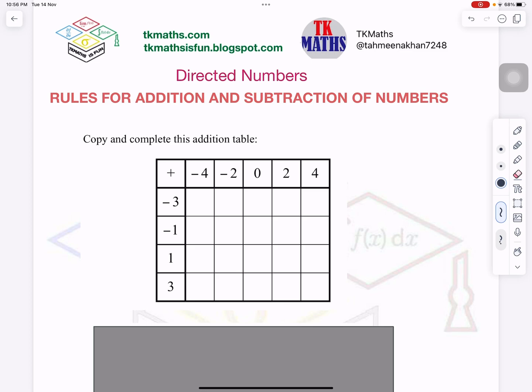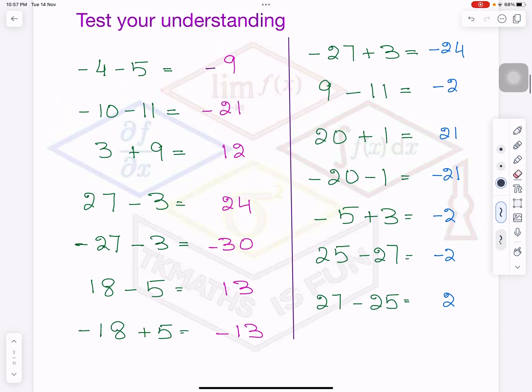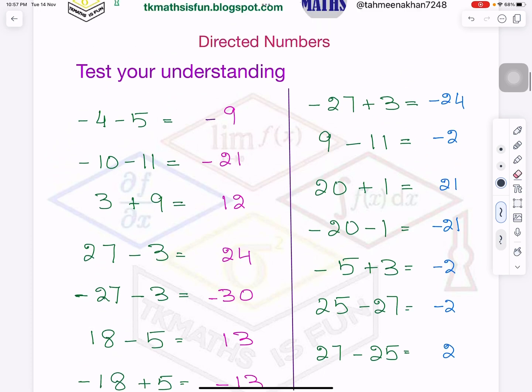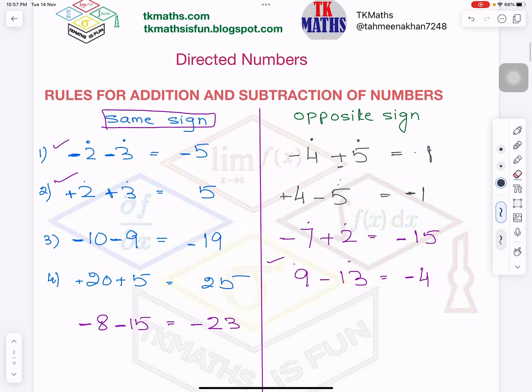This video is about directed numbers, rules for addition and subtraction of numbers. In the previous video, we have seen the rules and we have practiced how to add numbers and how to subtract numbers and what should be the answer. To watch that video, you can click the link which I'm giving in the description below.